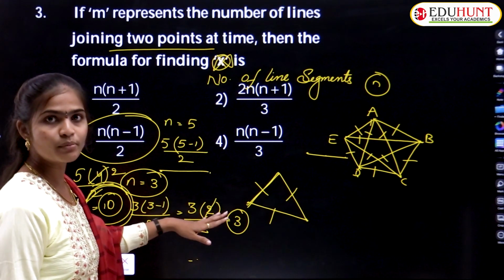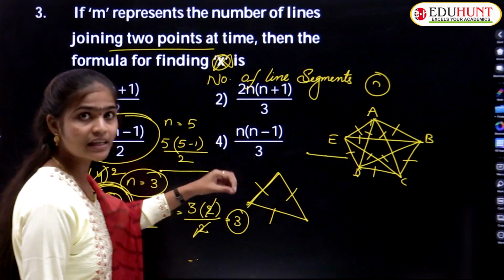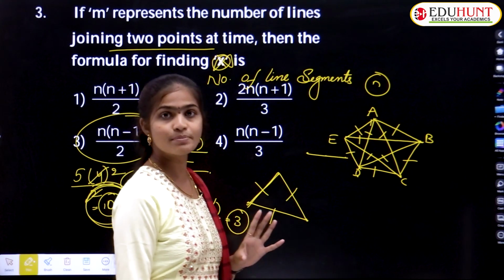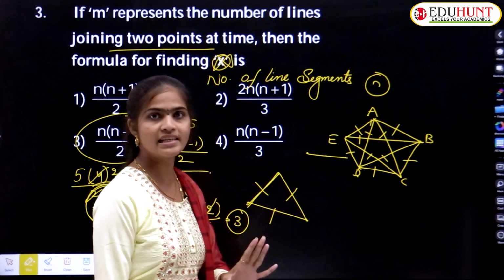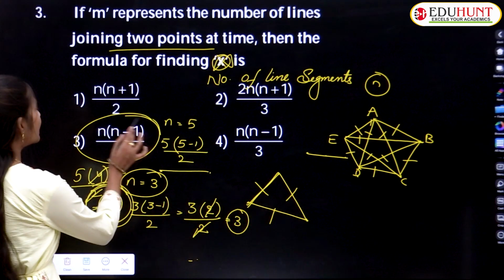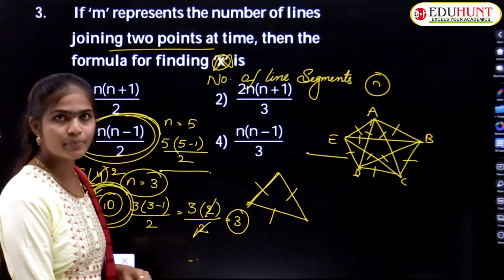So by using this formula, we can find it for any figure which has distinct points. You have to say that they are distinct points. Then only we can apply that formula, that is n into n minus 1 by 2.